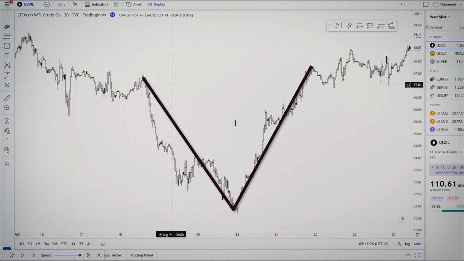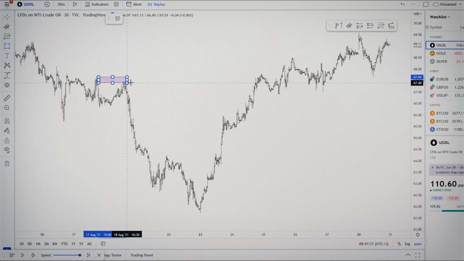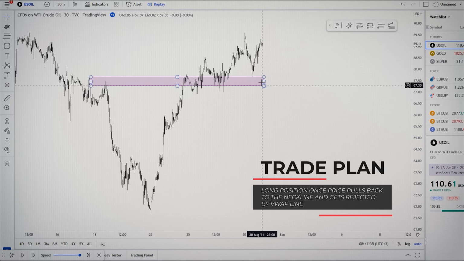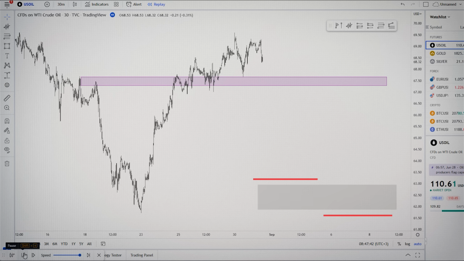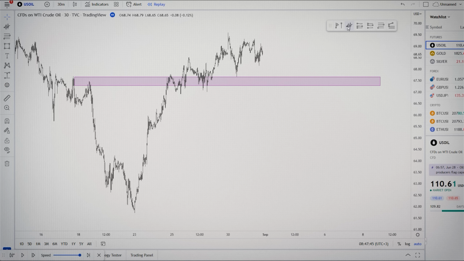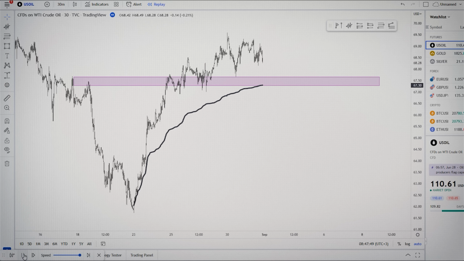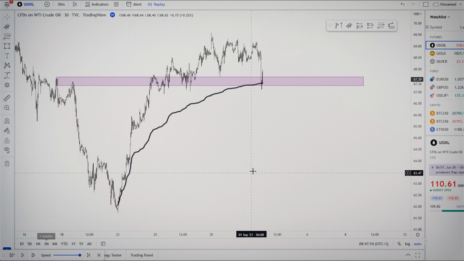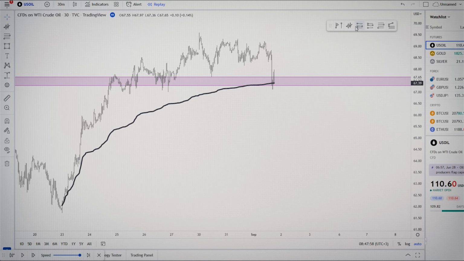The neckline of the pattern is evident now. The conservative way to trade would be to wait for a break and close above the neckline, and to attempt a long position once price pulls back to the neckline and gets rejected. We have the breakout above the neckline, so let's add the anchored VWAP at the lowest low of the formation. Now we just wait for a rejection of the anchored VWAP and the neckline.